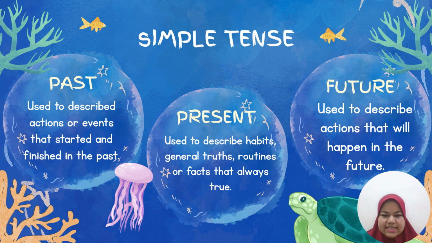Okay, simple tense is divided into three. First, past, used to describe action or event that started and finished in the past. Second, present, used to describe habits, general truths, routine or fact that is always true. Third, future, used to describe action that will happen in the future.